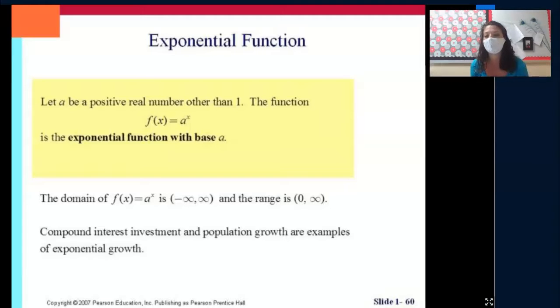The domain of an exponential function is negative infinity to infinity. The range is 0 to infinity, not including 0. So the domain is all reals. The range is 0 to infinity, not including 0. Examples of exponential functions in the real world are growth and decay of population, bacteria, compound interest or investment accounts.